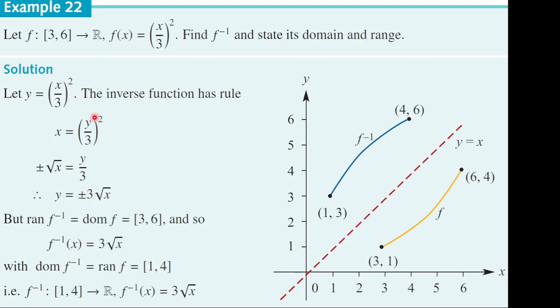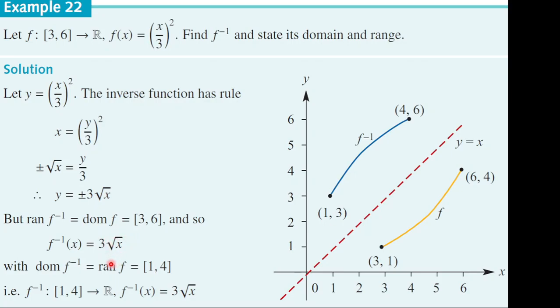But as I just mentioned before, the domain of f is 3 to 6, so the range of the inverse function is 3 to 6 as well. 3 to 6 is a positive range. So when you have a square root, you can't have the negative part of it. So the inverse function is restricted to positive 3 root x.